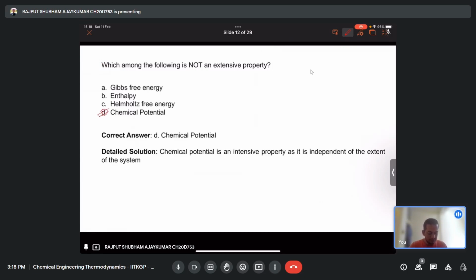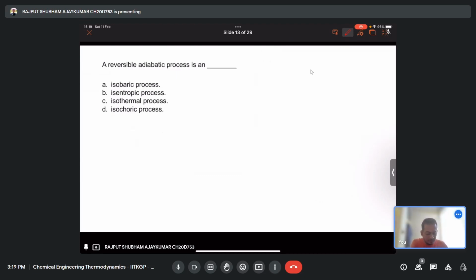The reason for that is the chemical potential is an intensive property and is independent of the extent of the system. Another term that can be used, independent of the extent of the system, is independent of the mass. So please remember these 2 points, intensive as well as extensive, which are basically related to the mass and the volume of the system. So this is the simplest one.